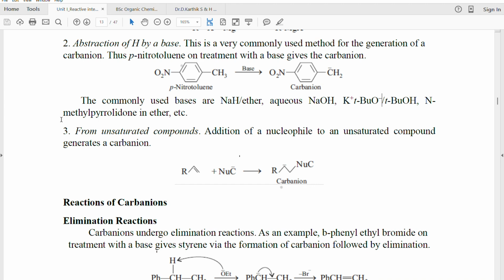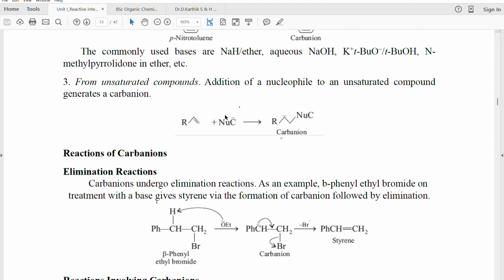Okay, and then N-methyl pyrrolidine. So these are the common bases we use for the production of the carbanion.